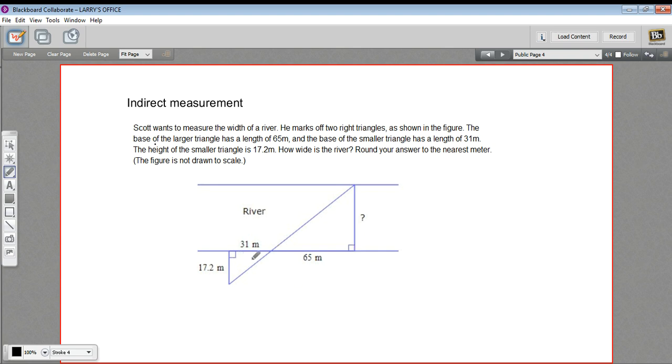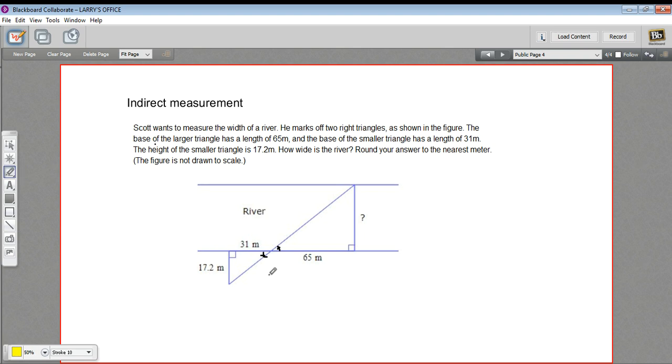Triangles are similar when all their angles are the same. They both have right angles, 90-degree angles, and then these two angles are the same because when two lines cross in an X, the angles that are across from each other are the same. And that makes these two angles here the same as well. So these are similar triangles.